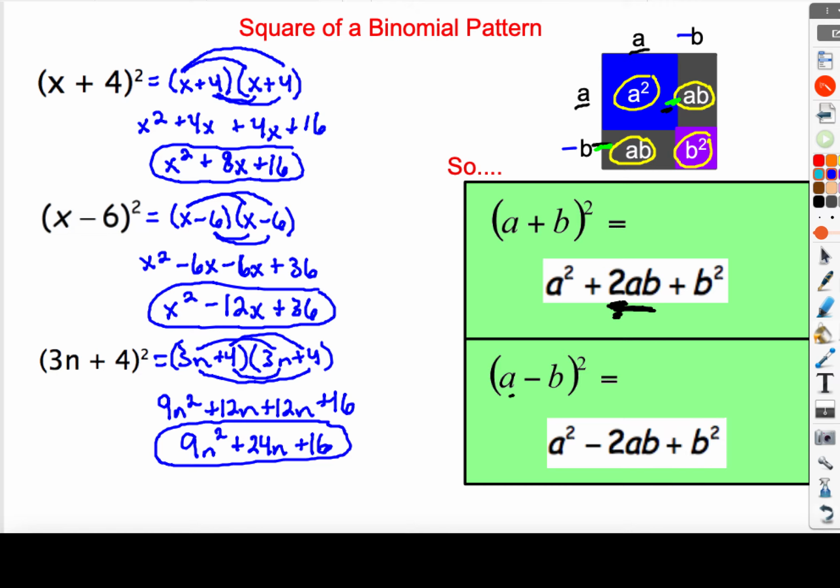So again, that's called the square of a binomial pattern, or sometimes the perfect square pattern. Okay? So hopefully that method will help us out as well.